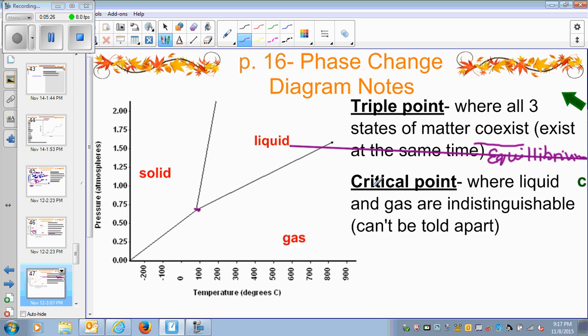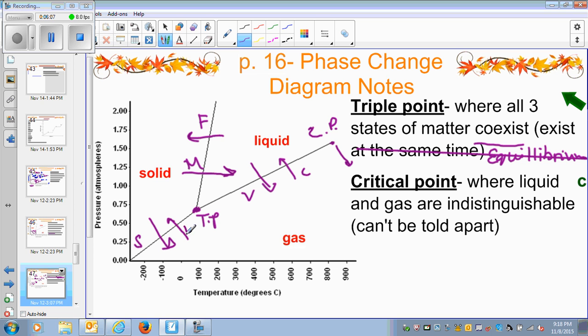And then there is a critical point. This is called the critical point, right here. Critical point means that beyond this temperature you cannot liquefy a gas. So we have a triple point right here, and we have a critical point right here. We have solid, liquid, and gas. You should know it's melting, it is vaporization, then it is condensation, then it's freezing, it is sublimation, it is deposition.